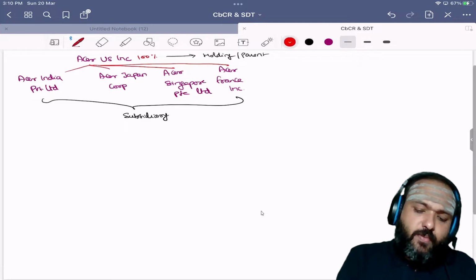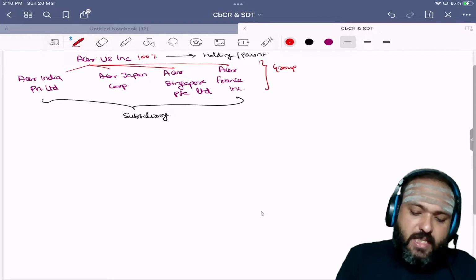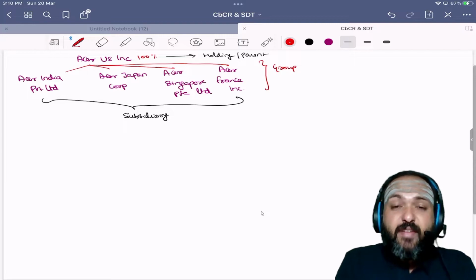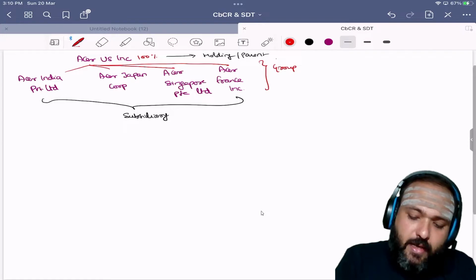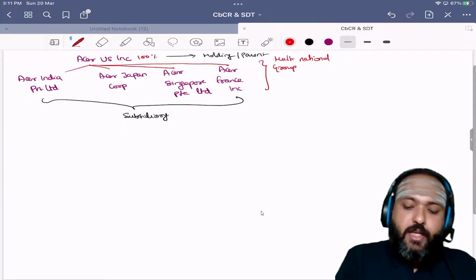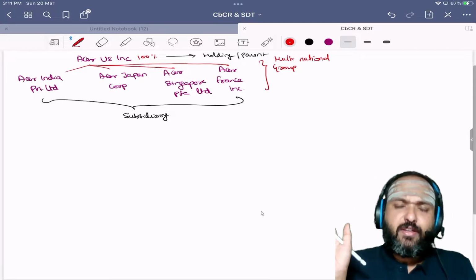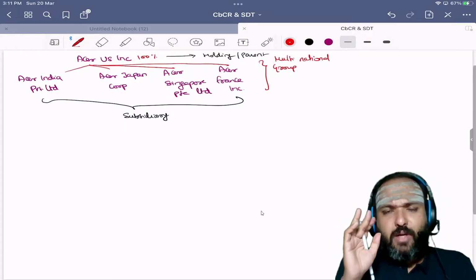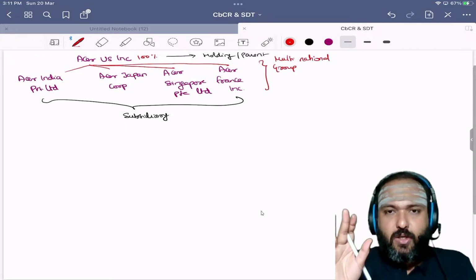But from an income tax point of view, this is called as a group. All these five entities together are called as a group, and since they are located in various countries, US, India, Japan, Singapore, France, they are called as multinational group. It's not only Acer, any company for that matter, Microsoft, Google, Adobe, whatever big names you have today, they are present in various countries. This is called as a multinational group.